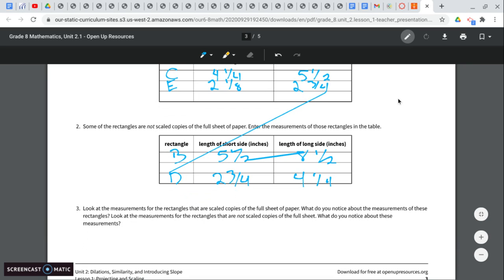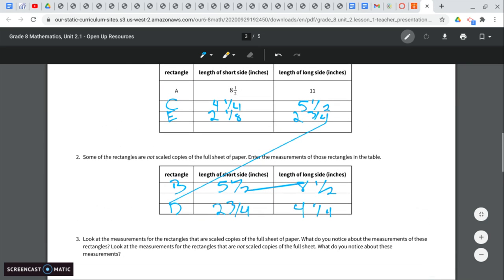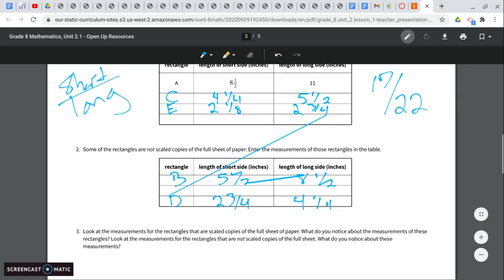So A, C, and E. So if we look back up here, A, C, and E, to go from one column to the other, if we divide them, so taking 8.5 divided by 11, 4.25 divided by 5.5, 2 1/8 divided by 2 3/4, the quotient is 17/22. Taking the short side divided by the long side. So this is short divided by long.